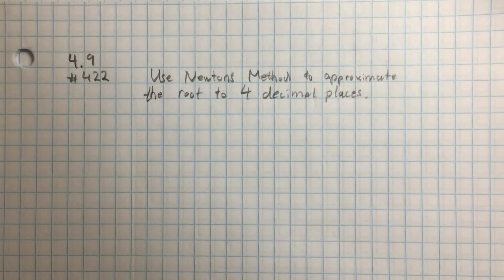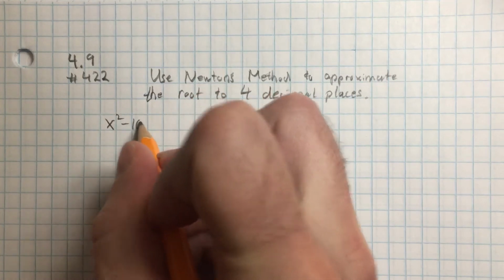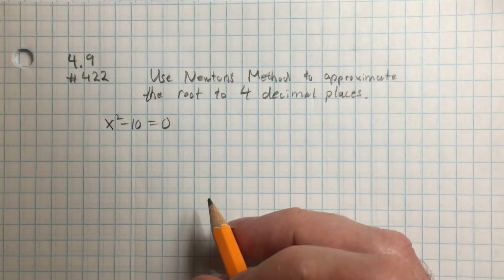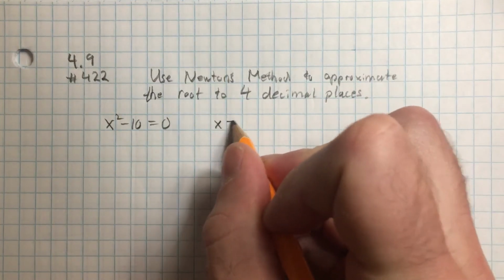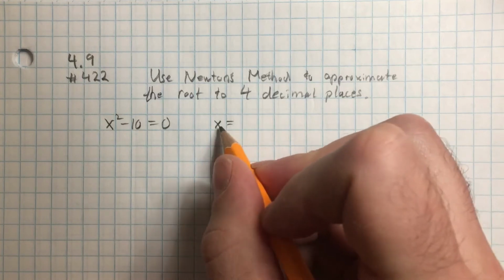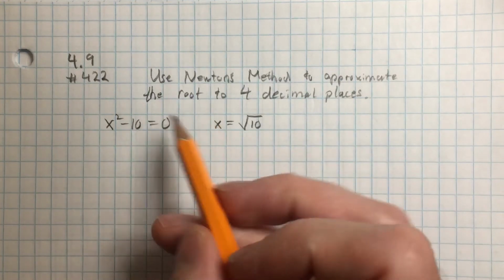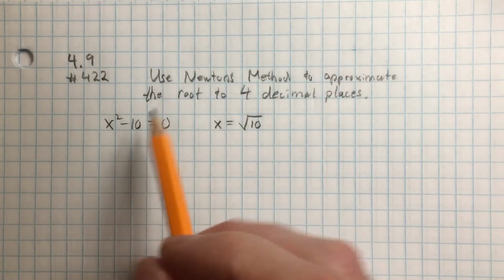All right, so we have x squared minus 10 equals 0 as the equation. Okay, so let's start off and say we know the answer. We know the answer is the root of 10, right? It could be negative root 10, but we're going to find the positive root 10. So x equals the root of 10 is the solution to this equation, which is what we're trying to approximate right now, okay? So this is a very simple equation.